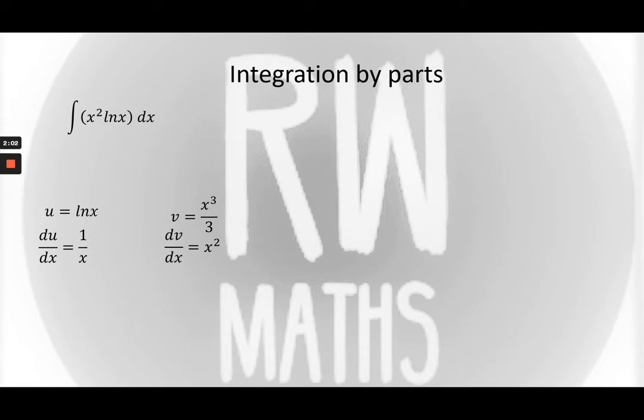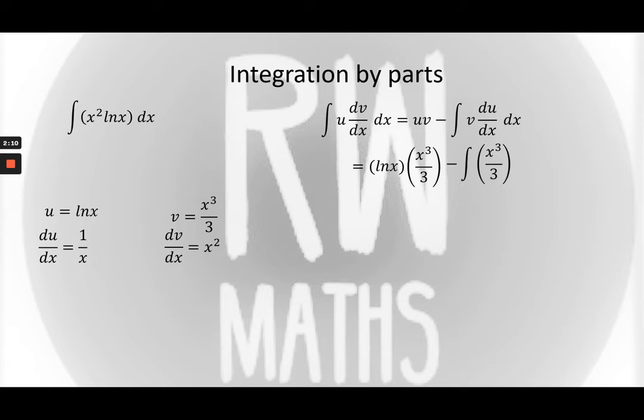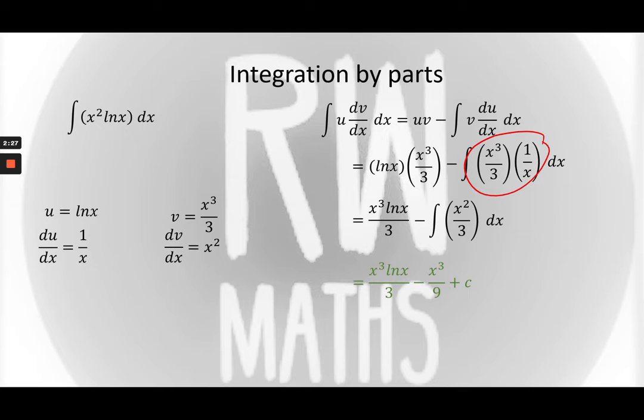Again, we just sub those into our formula. We get ln of x multiplied by x cubed over 3, take away the integral of x cubed over 3 times 1 over x dx. Now this bit here in the integral is much simpler. We can simplify that down to x squared over 3. And we can integrate that reasonably straightforwardly, so it will become x cubed over 9. And then remember to add the c once we finish integrating.